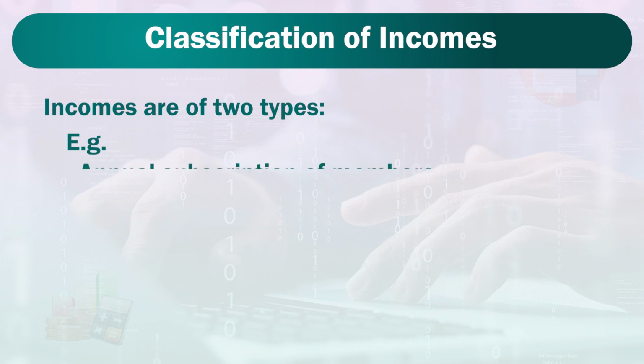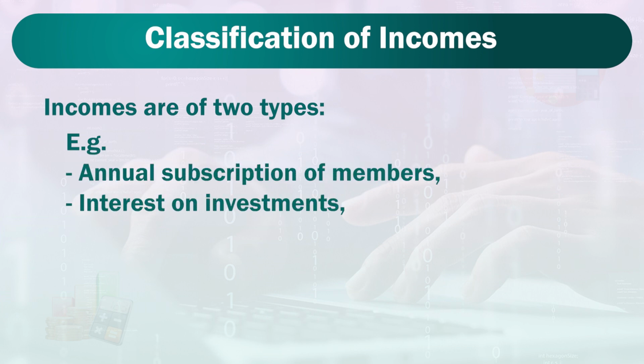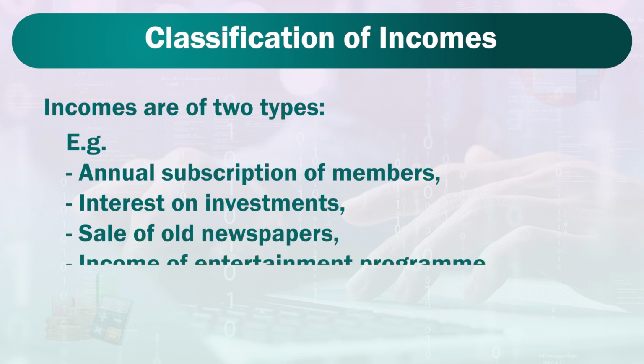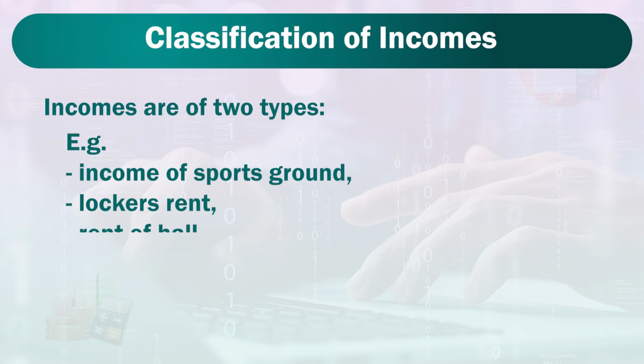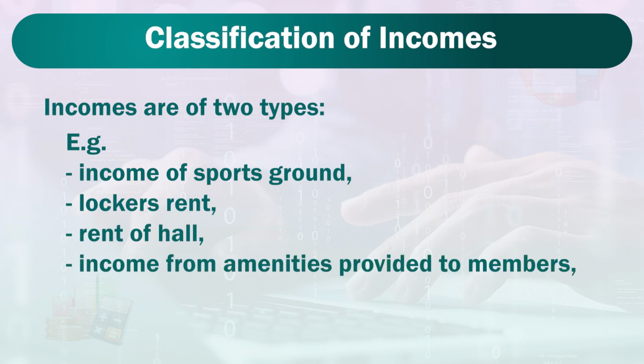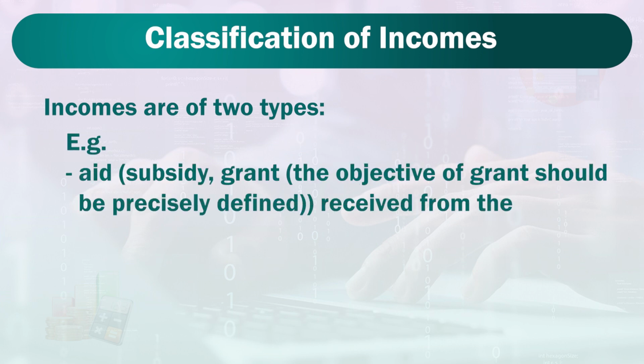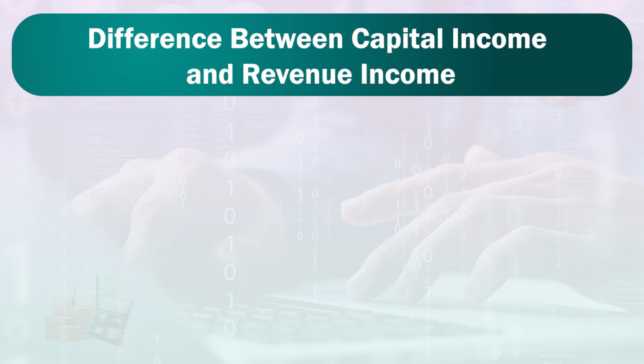Example: annual subscription of members, fees, interest on investments, sale of old newspapers, income of entertainment program, rent, income of sports ground, lockers rent, rent of hall, income from amenities provided to members, aid received from the government. The revenue income is disclosed on the credit side of the income and expenditure account by the non-trading concern. For better understanding about the difference between capital income and revenue income, let us study the point-wise difference between them.